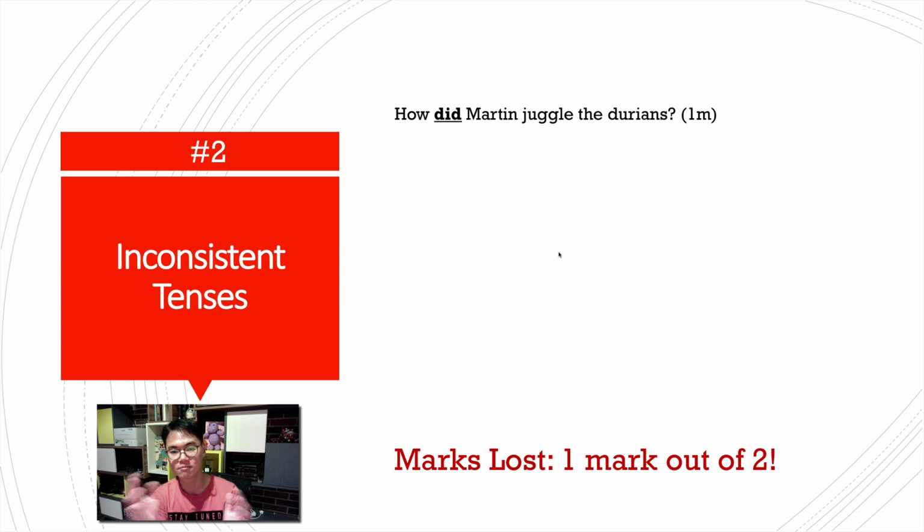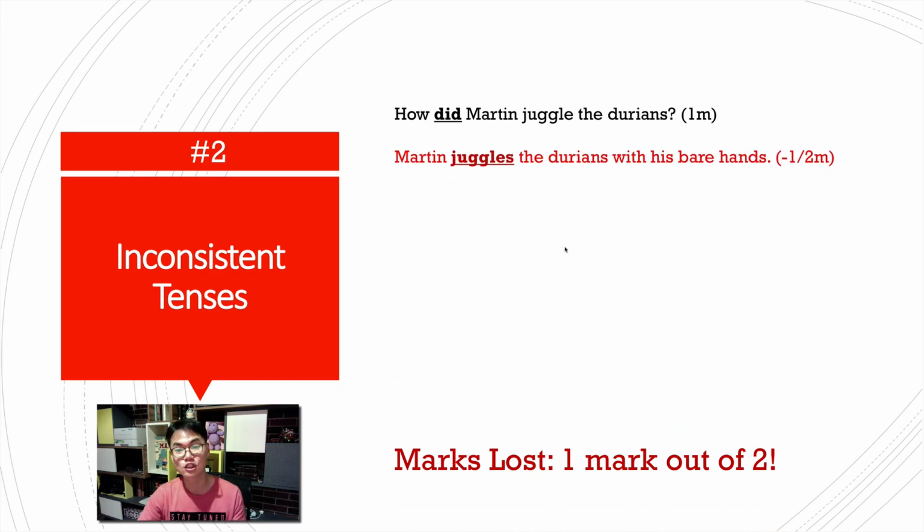How did Martin juggle the durians? And the word did tells me it's in the past tense. So my answer by right should also be in the past tense. But take a look now at this error. Martin juggles the durians with his bare hands.